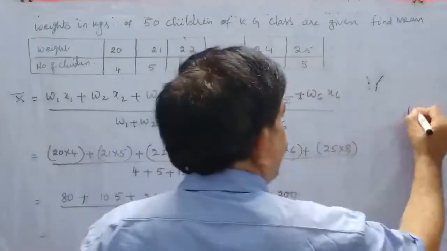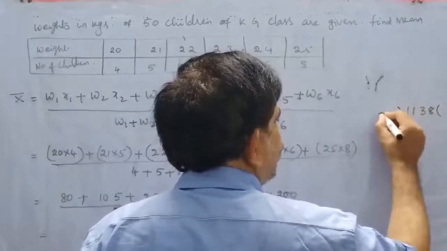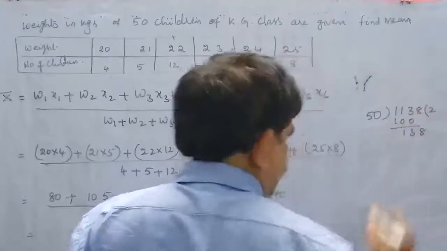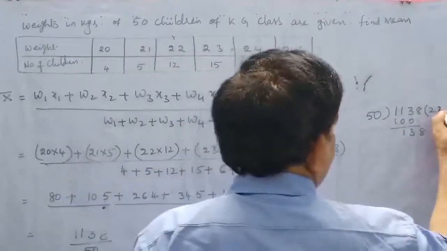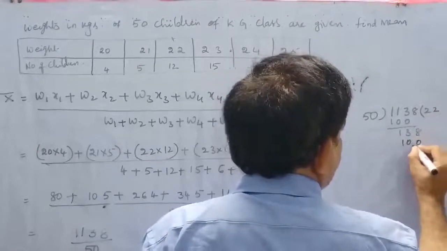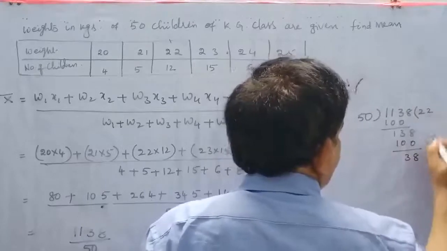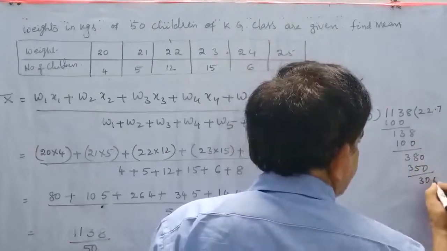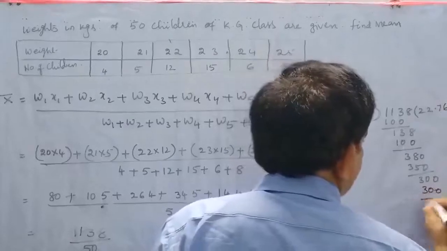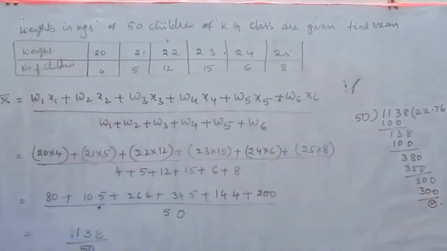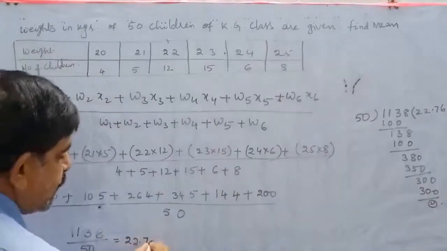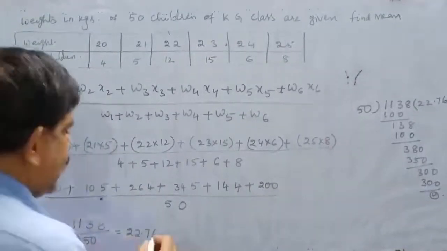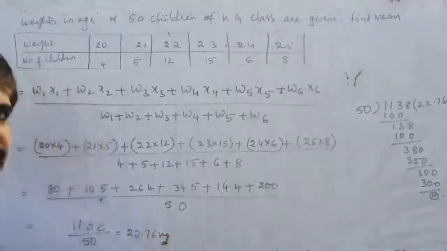Now 1138 divided by 50 gives 22.76. So the average weight of the children is 22.76 kgs. Okay, understood children? Thank you.